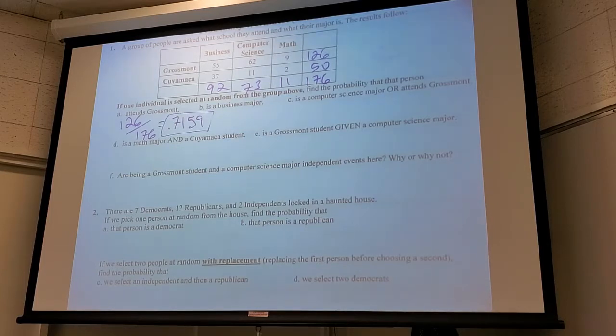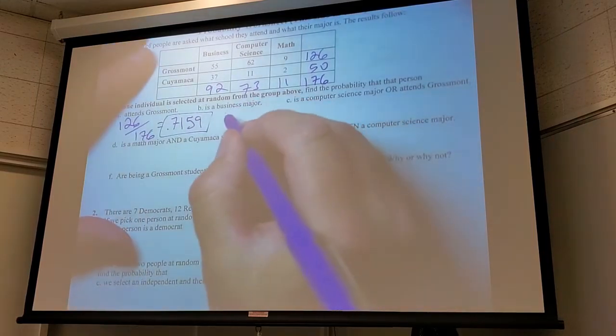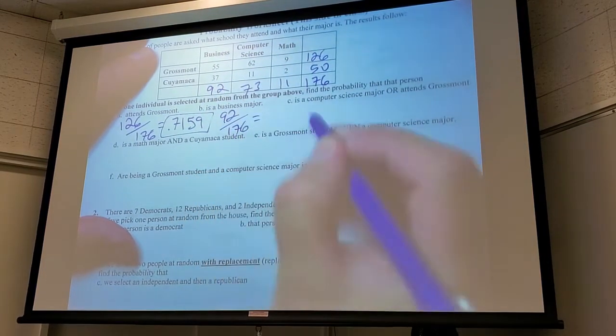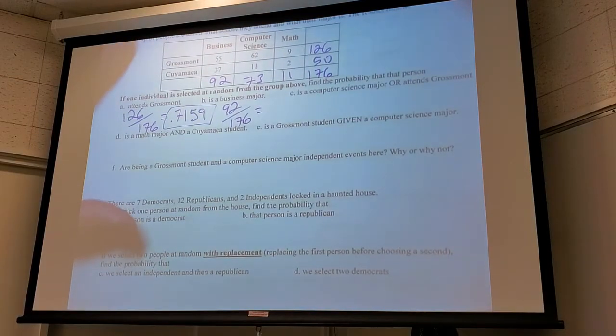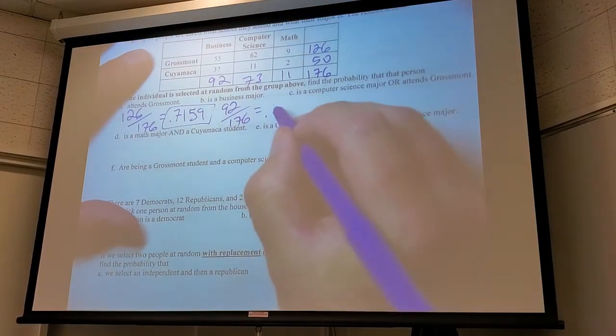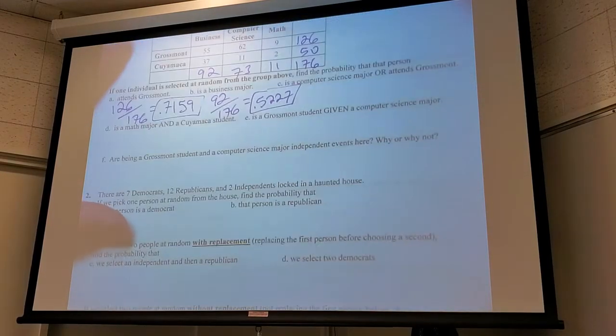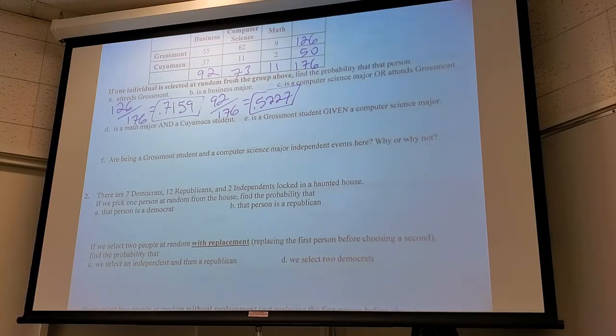Nothing's happened to them. Probability that I pick a business major, of course. What's that going to be? 92 out of 100. Yeah, I got 92 chances to get a business major out of 176 total people I could get. 0.5227. 5227. Sounds good to me. All right. Coolness. So part A and B are very straightforward. I always get somebody to say 55 for Grossmont, but of course that would be if I said Grossmont and business major, right? So I just gotta look at the end of the row.